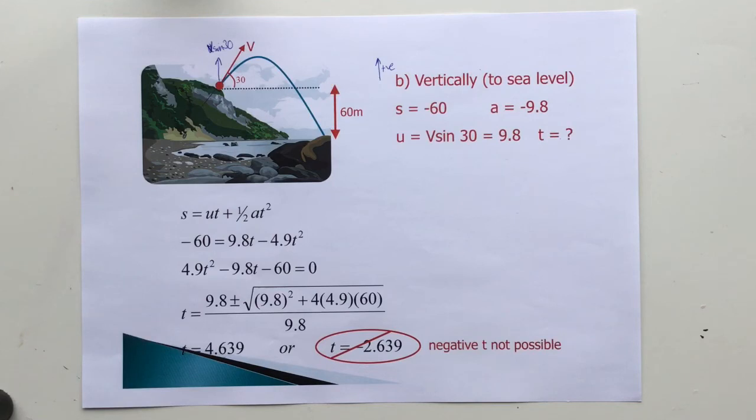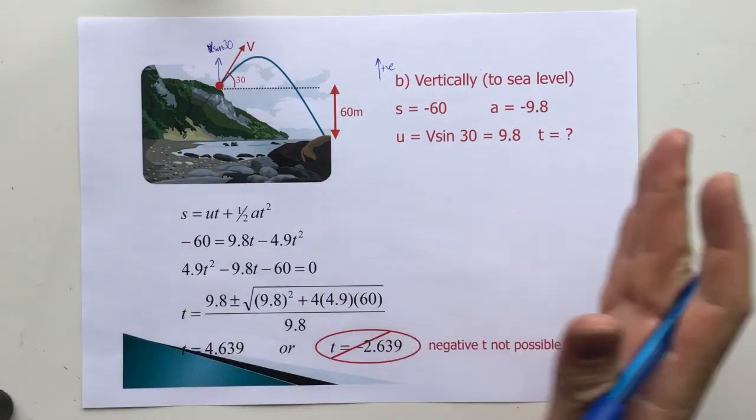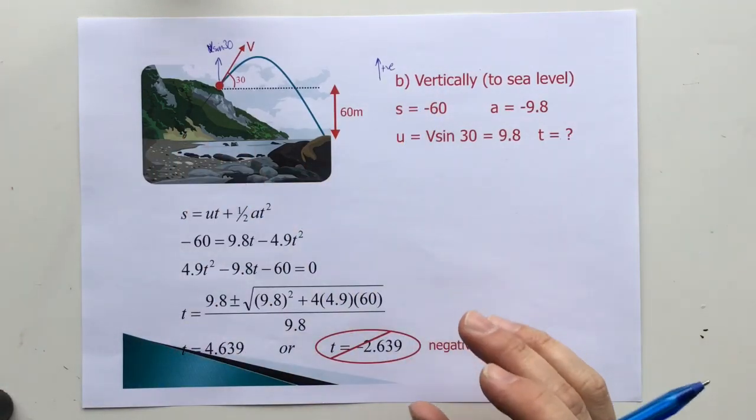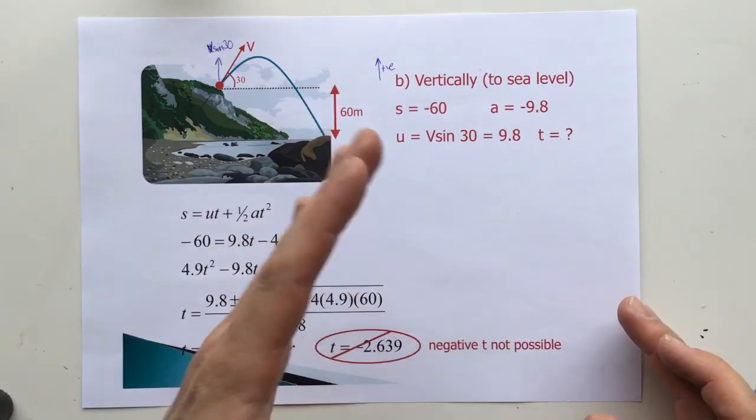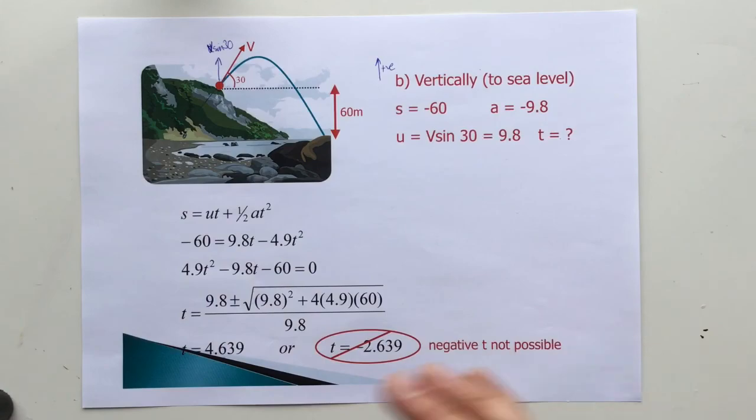And that's how we project something at an angle to the horizontal. We still go about looking at things vertically and looking at things horizontally, but we just need to make sure that the velocity is resolved either horizontally or vertically, depending which component we're looking at.